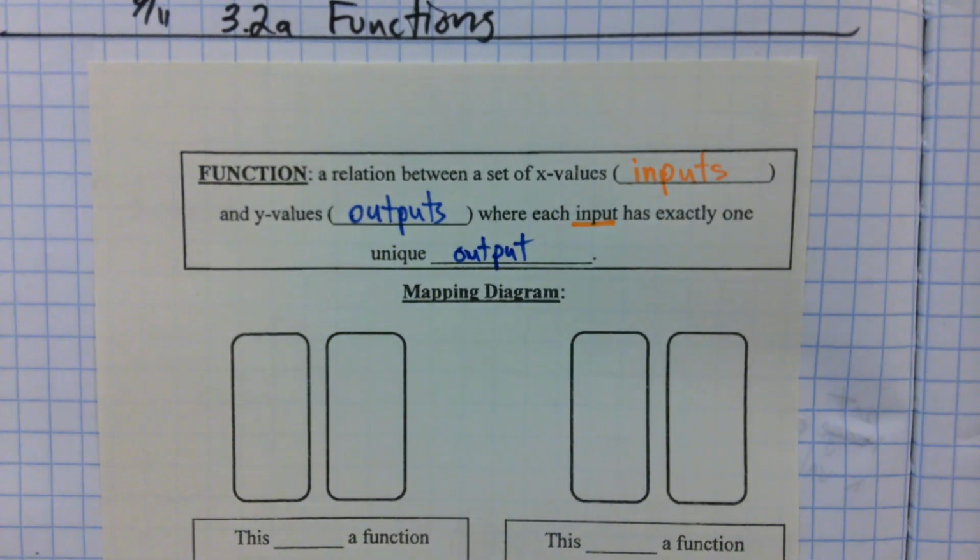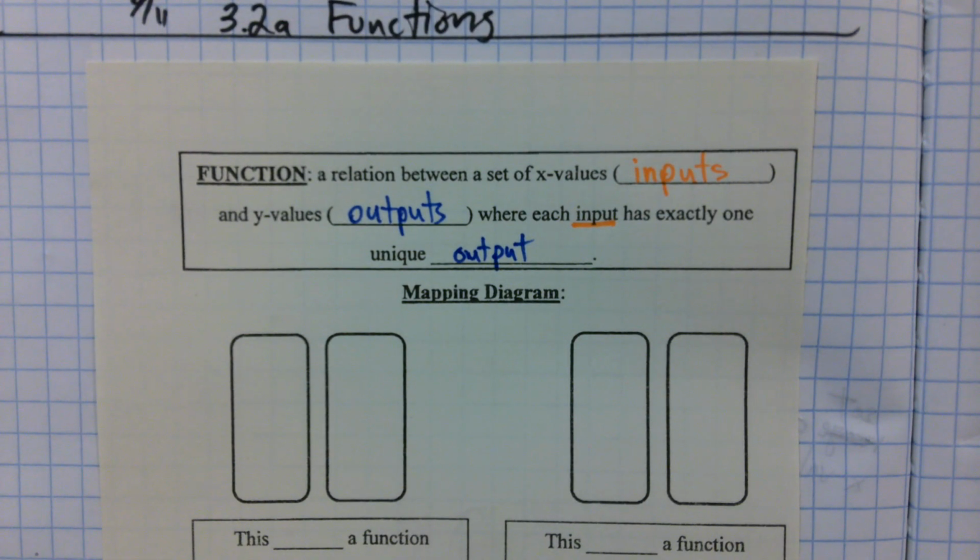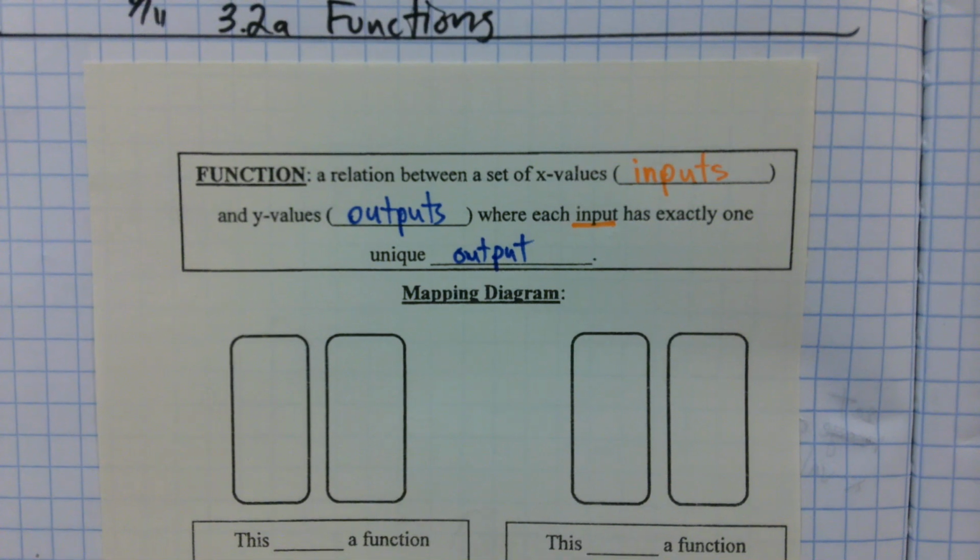This always gets really confusing for us because we forget if it's an input that needs one output or if it's an output that needs one input. It gets really, really messy. So we're going to try and break it down today in a couple ways that make sense.